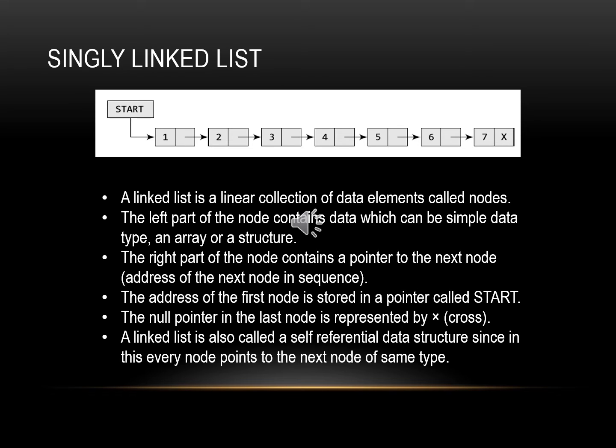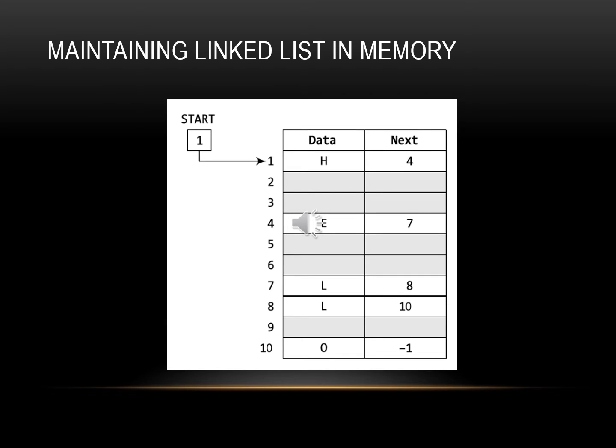The linked list is also called a self-referential data structure since in this every node points to the next node of the same type. Now we will see the memory representation of a linked list. As we can see, there are two columns, one called data and another called next. The start is storing 1. So 1 to 10, these are the memory addresses. The first character H is stored in 1, so 1 is stored in start.